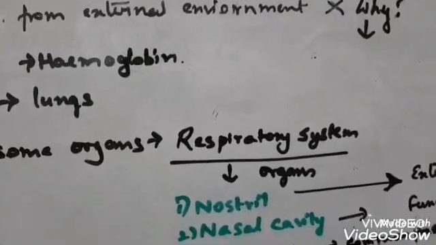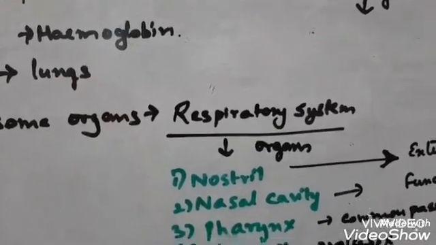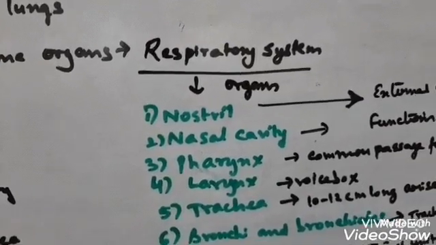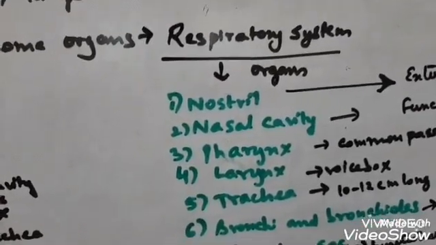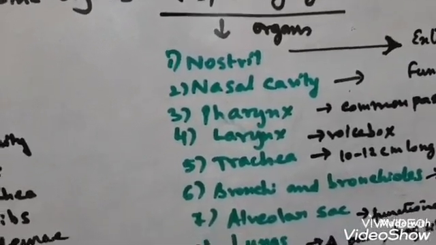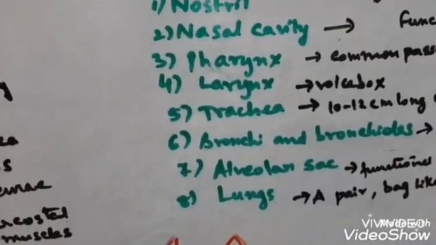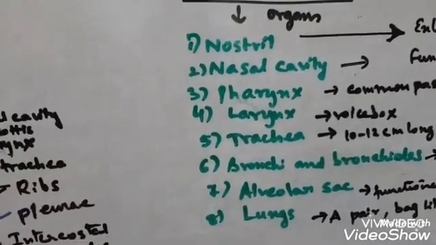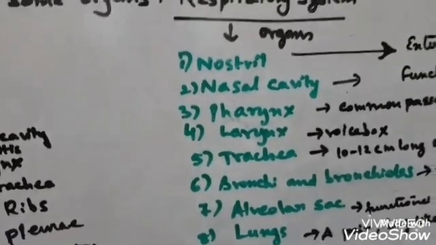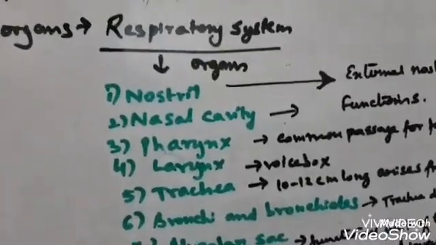Now this respiratory system includes some organs. Now let's have a glance at the organs. First, nostril, then the nasal cavity, thereafter pharynx, then larynx, trachea, bronchi and bronchioles, alveolar sac, and the lungs finally. So these are the organs associated with the respiratory system of human beings. Now I will describe each and every part of the respiratory system.